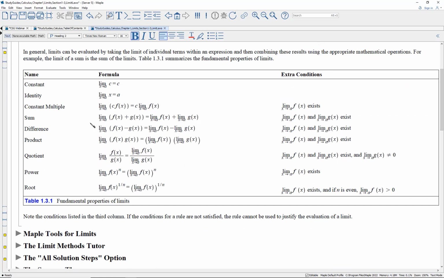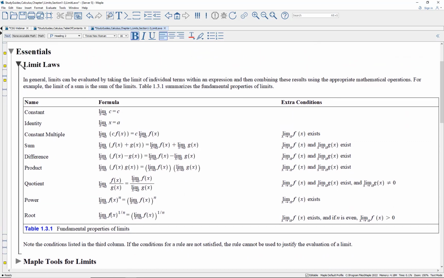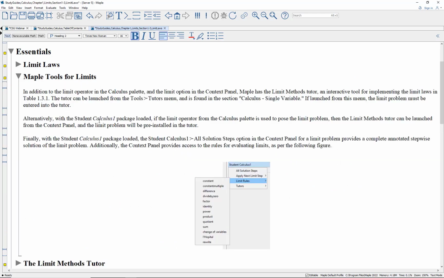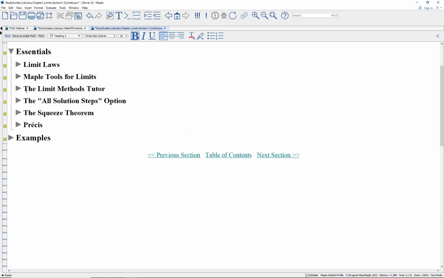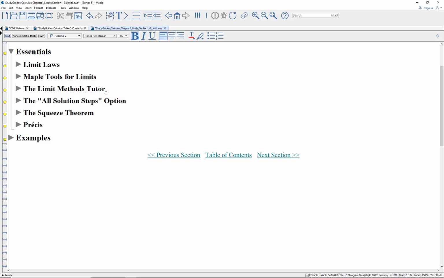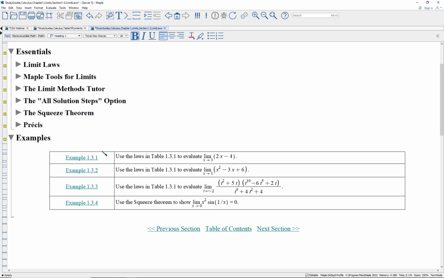So here's a statement of the limit laws. This is what you would find in the calculus book, so it's just a reminder to the user that that's what you would have to know. What are the tools? Where are they? How do they work? I'll just illustrate some of this stuff in an example as I go. All right, limit methods tutor. What does it look like? Where do you find it? So essentials and then examples. So in the examples, you would have a hyperlink over to a page where you can see this worked out example.